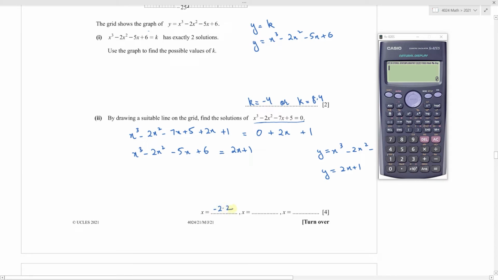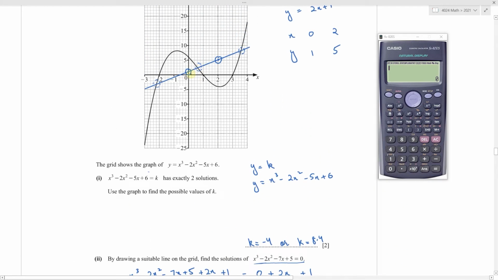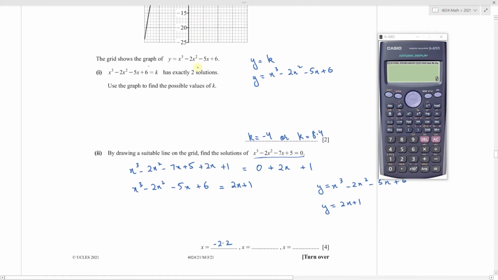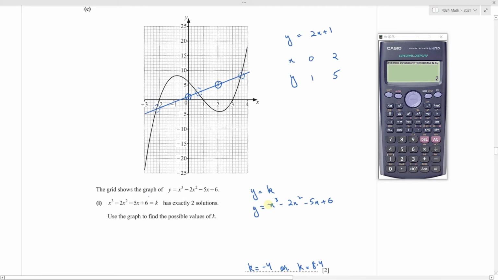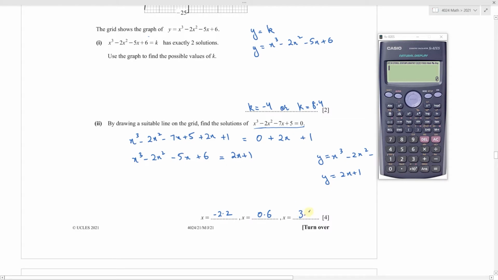So minus 2.2. This one is here 0, 0.2, 0.4, 0.6, almost 0.6 here. So this will be 0.6, and the third value is this point here, which is 3, 3.2, 3.4, almost 3.6. So these are the three possible values of x.